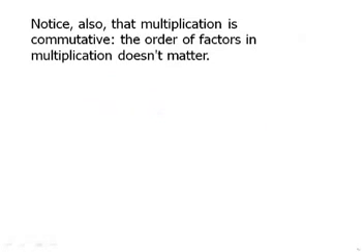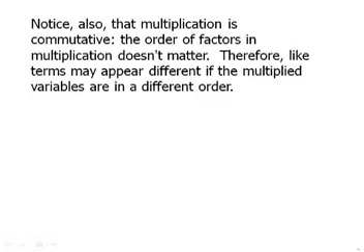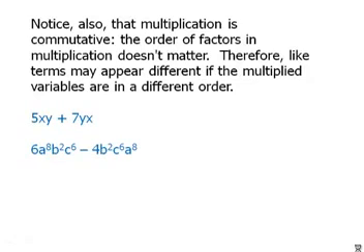Also, notice that multiplication is commutative. In other words, a times b equals b times a. You can switch the order around and it doesn't change the multiplication. So the order of factors in multiplication doesn't matter. Therefore, like terms may appear different if the multiplied variables are in a different order. So they're not really different, it's just a difference in appearance. So for example, 5xy plus 7yx, those are still like terms because xy and yx are the same thing. The order doesn't matter. So those are like terms and we can add them.